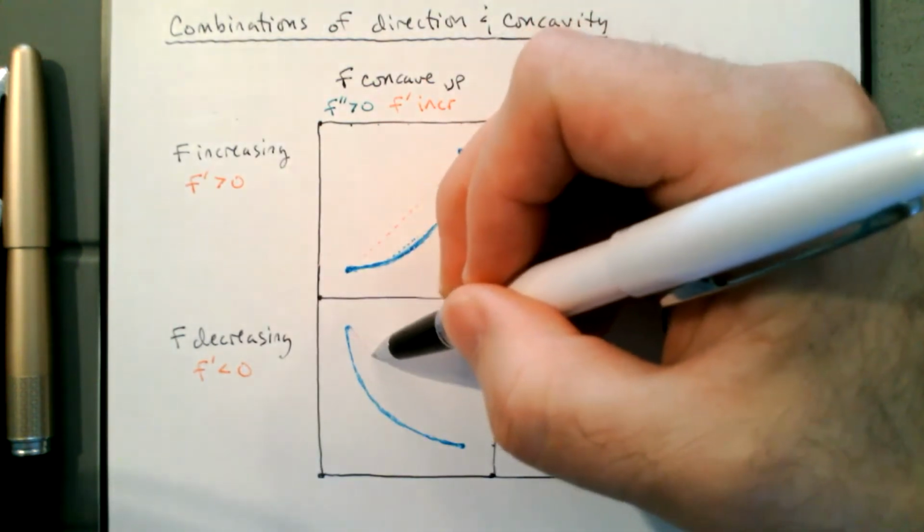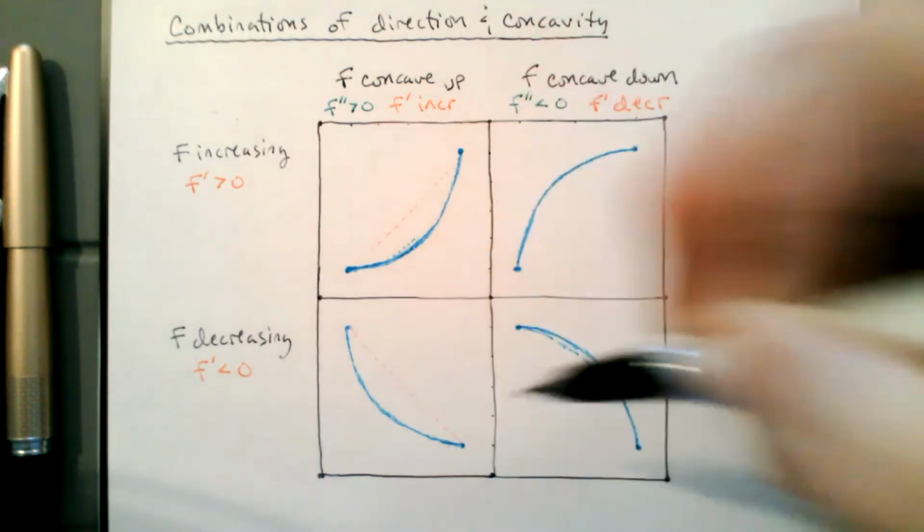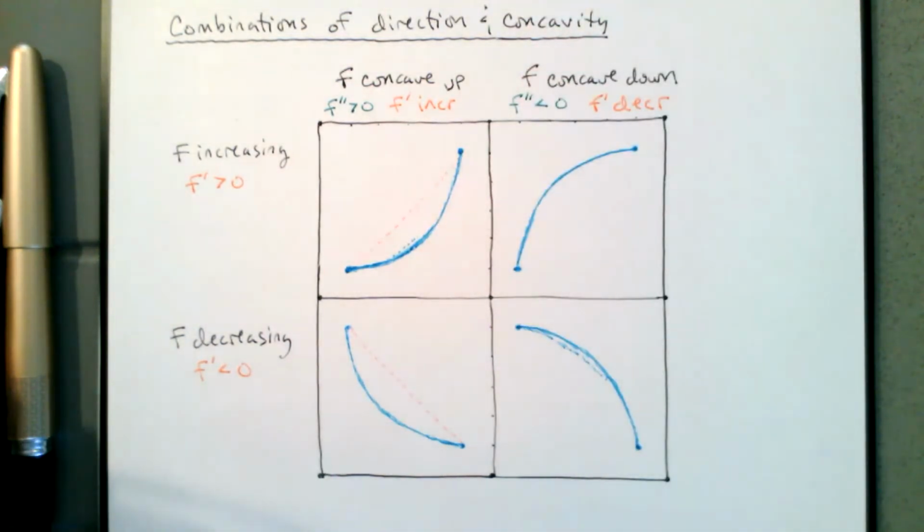But when we're decreasing, the same thing happens. The graph shows up below the straight line.